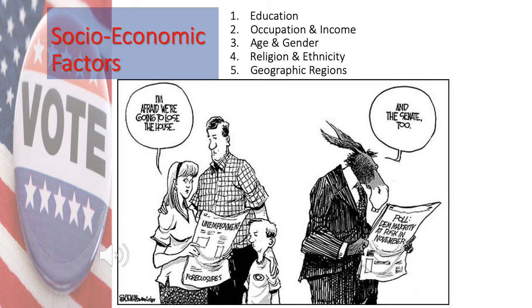Geographic regions, hopefully you paid attention to that when you were looking at those maps to see, were coastal towns more apt to vote Democratic? Were they more apt to vote Republican?